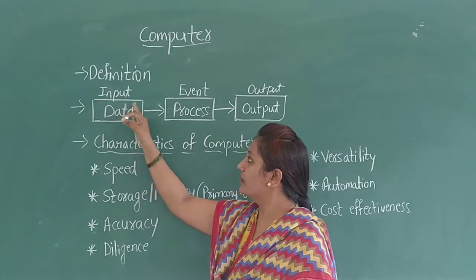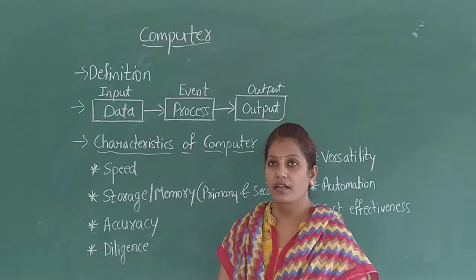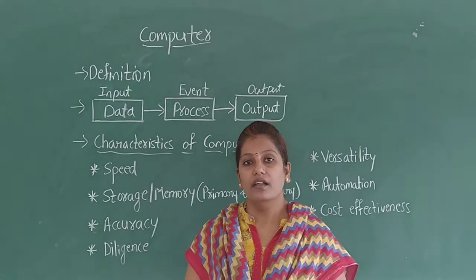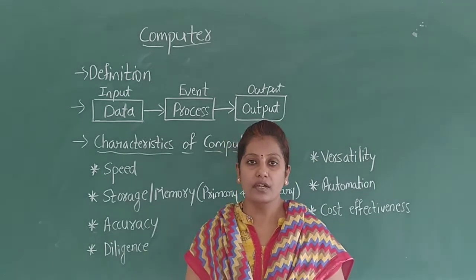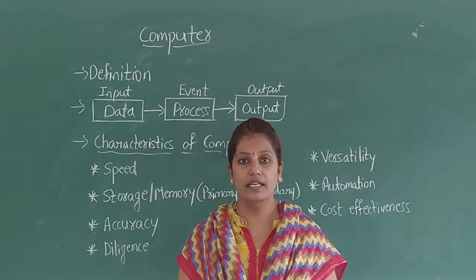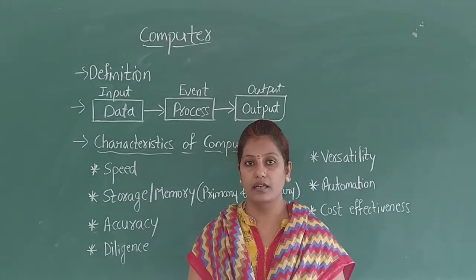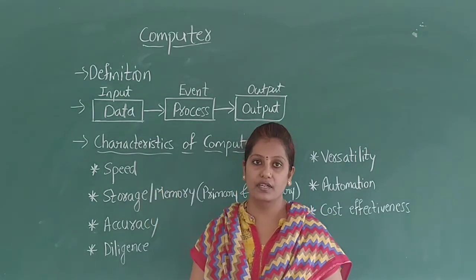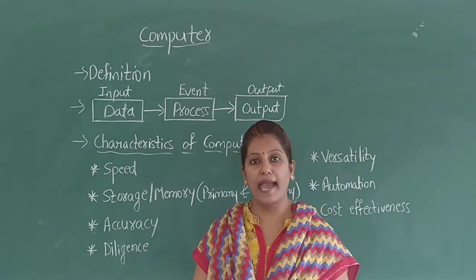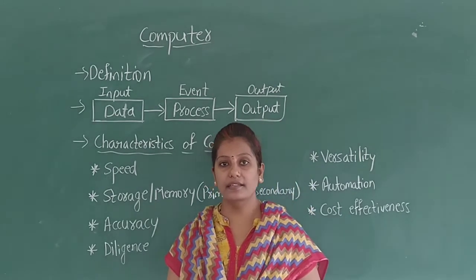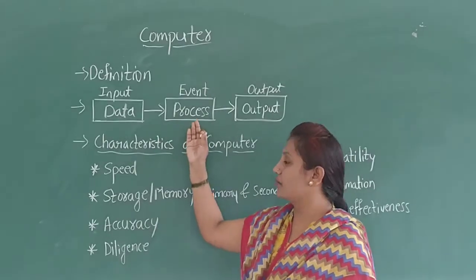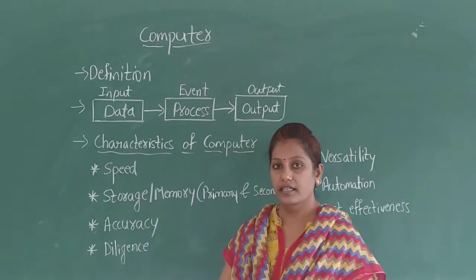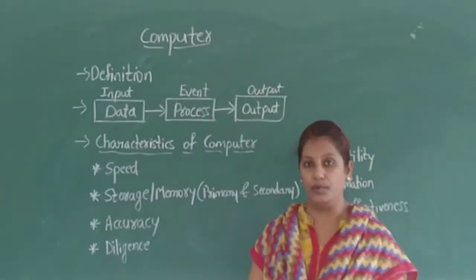Then how does the computer work? In a simple example, when you are preparing tea, we add sugar, milk, tea powder and water. These are all considered as input. After adding all, we have to boil. That boiling is called processing. After boiling, we get tea, which is called output.